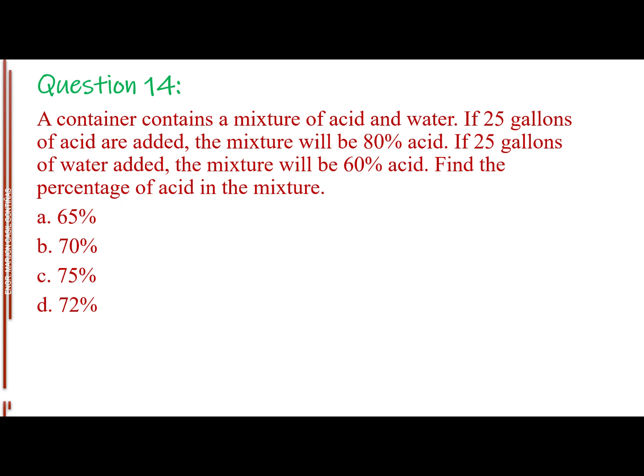A container contains a mixture of acid and water. If 25 gallons of acid are added, the mixture will be 80% acid. If 25 gallons of water are added, the mixture will be 60% acid. Find the percentage of acid in the mixture. Letter A, 65%. Letter B, 70%. Letter C, 75%. Letter D, 72%. Your timer starts now.